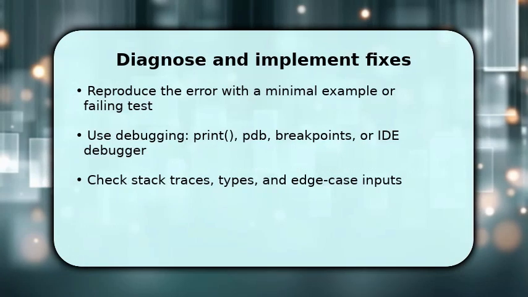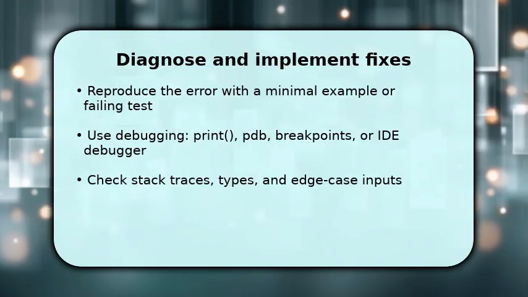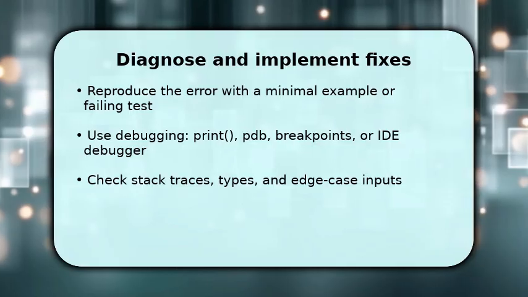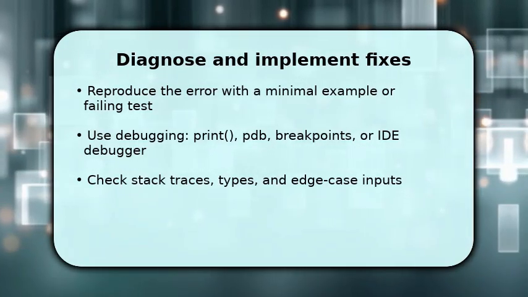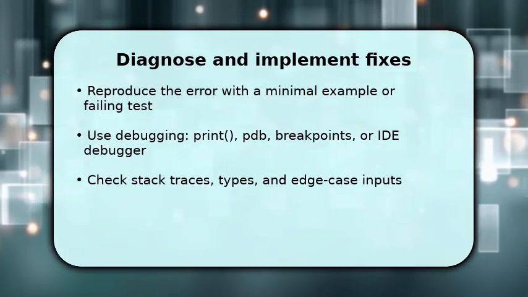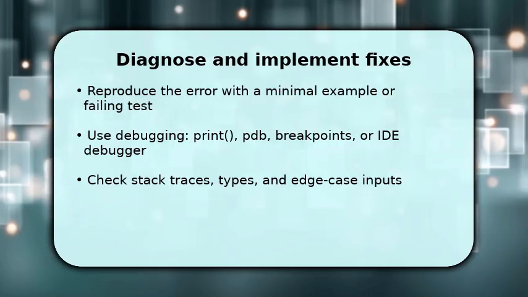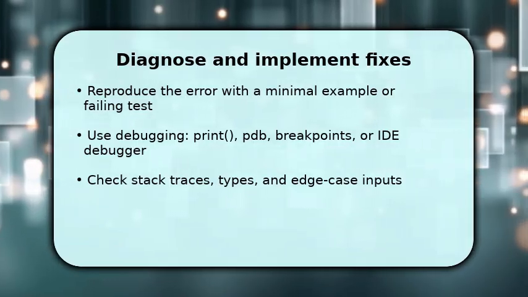You reproduce the issue with the smallest possible example to isolate causes. This reduces noisy variables. Then attach a debugger or sprinkle targeted prints to inspect state, types, and intermediate values. PDB or your IDE helps step through control flow.